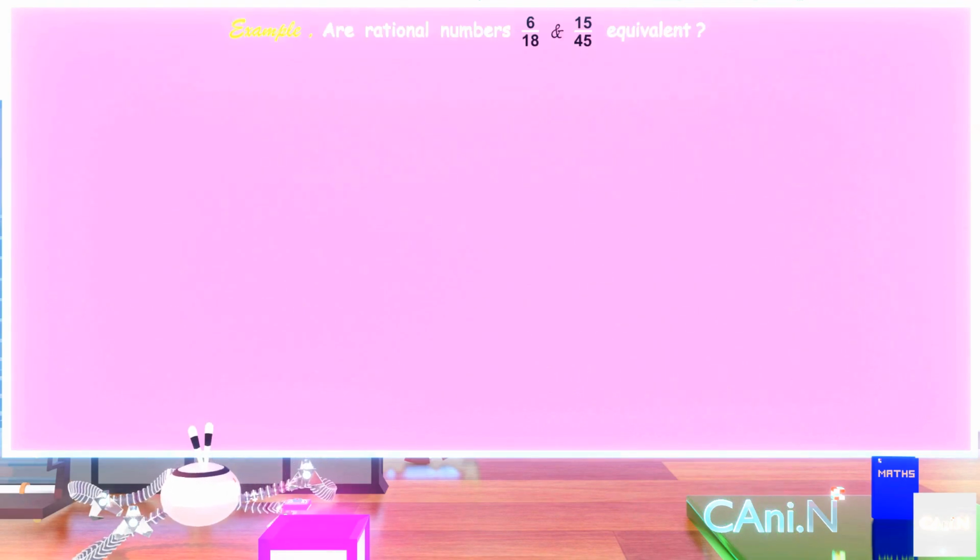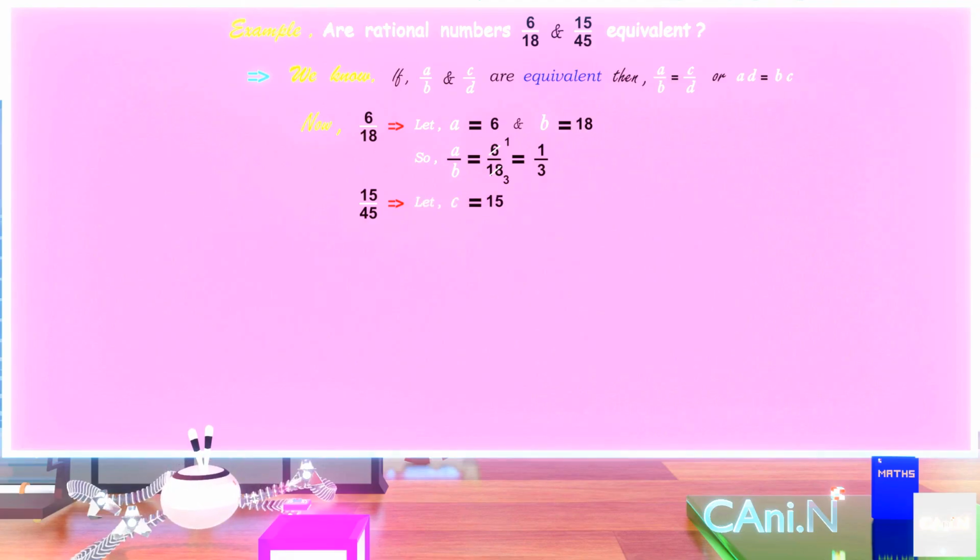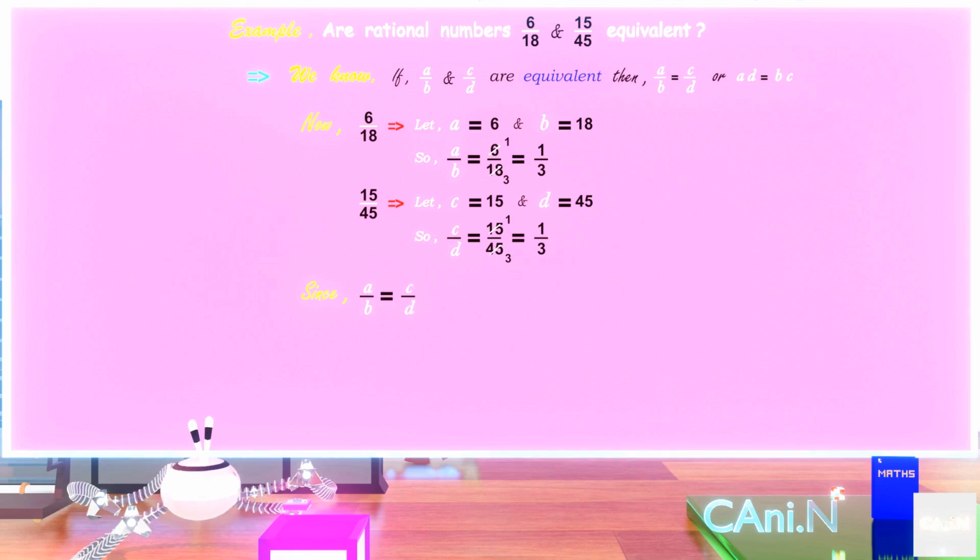Example. Are rational numbers 6 by 18 and 15 by 45 equivalent? We know if A by B and C by D are equivalent, then A by B is equal to C by D, or AD equals BC. Now, for rational number 6 by 18, let A equals 6 and B equals 18. So, A by B equals 1 by 3. For rational number 15 by 45, let C equals 15 and D equals 45. So, C by D equals 1 by 3. Since A by B equals C by D equals 1 by 3, 6 by 18 and 15 by 45 are equivalent.